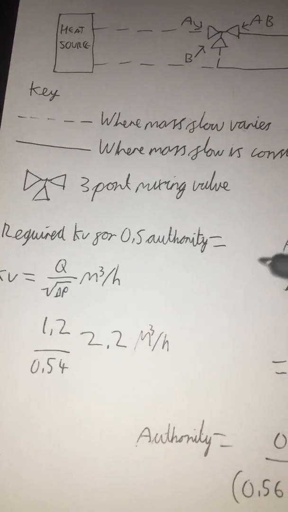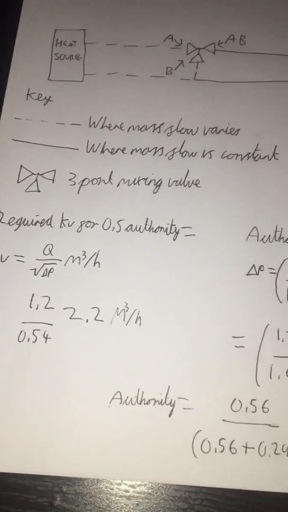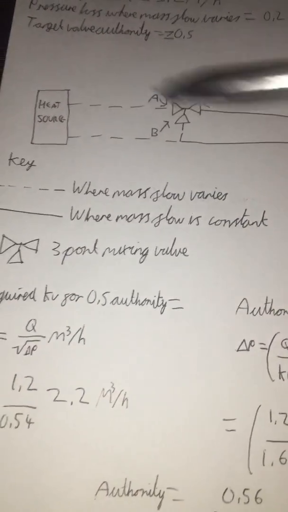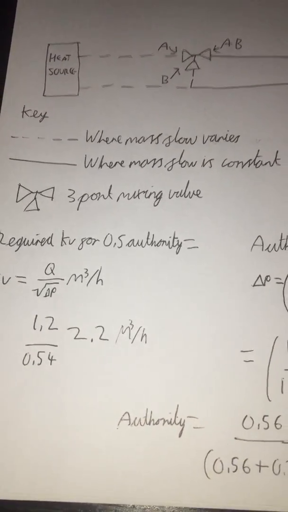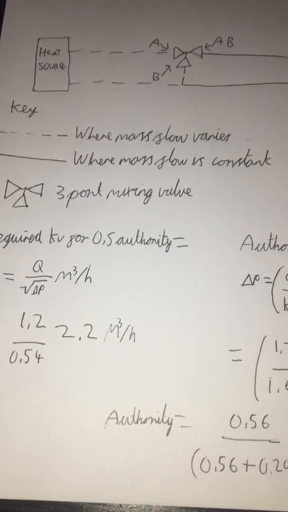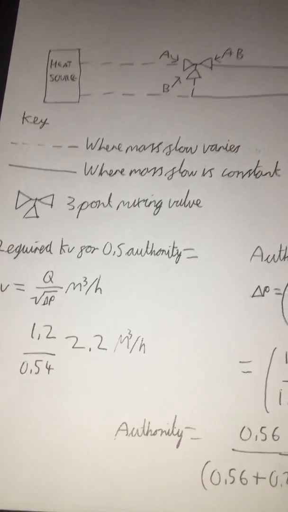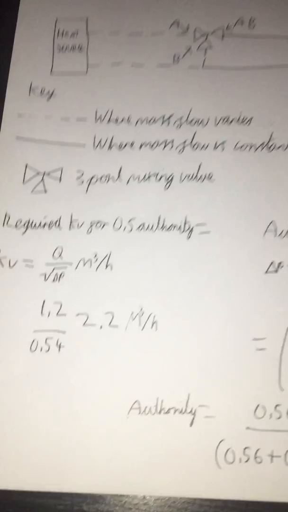Authority can be between 0 and 1. We couldn't have 0, because that would mean there was no pressure loss through here, and 1 would mean there'd be no pressure loss through there. So the answer is always between 0 and 1. Close to 0.5 is normally a good starting point. If we go much above 0.5, it can use a lot of pump energy, and if we go much below 0.5, then this valve would not have much authority and good flow control.